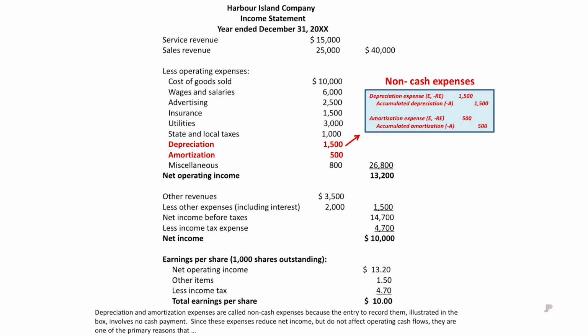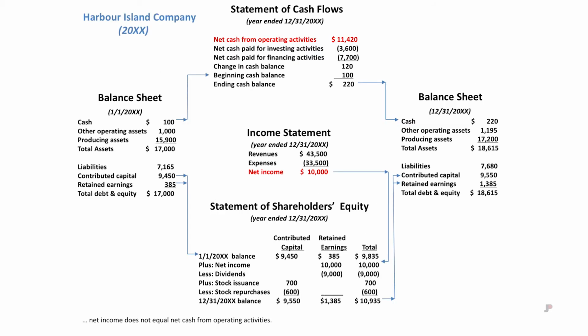Depreciation and amortization expense are called non-cash expenses because the entry to record them, illustrated in the box, involves no cash payment. Since these expenses reduce net income but do not affect operating cash flows, they are one of the primary reasons that net income does not equal net cash from operating activities.